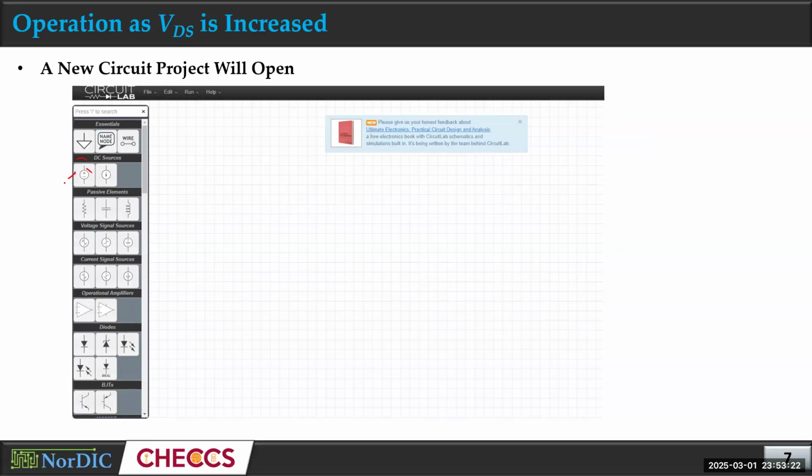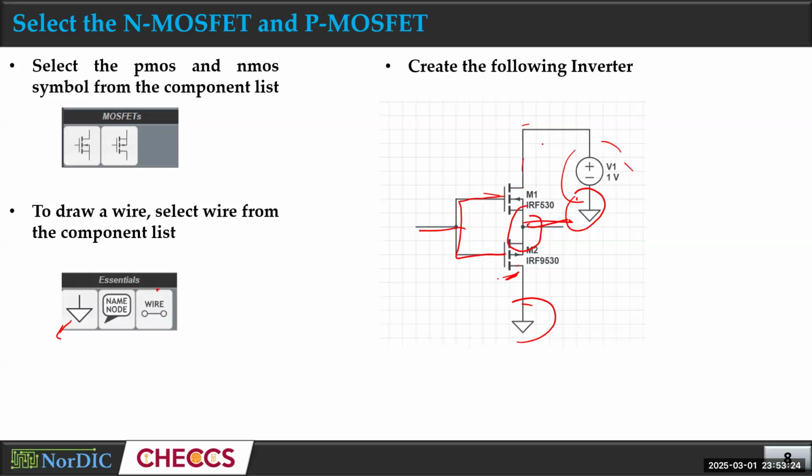From DC sources, you will bring this voltage source and connect that with the source of the PMOS. Bring the ground from the essentials, connect that with the source terminal of the NMOS, and also with the negative terminal of the DC source that you apply. Have we done up to this point, everyone?